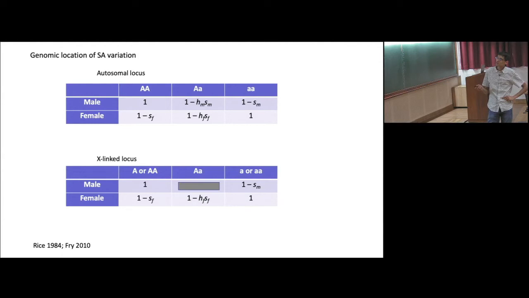So for an X-linked chromosome, we would have the same fitness model for females as we had here, but for males, we don't have heterozygotes, right? So we just have, males are either big A or little a, because they only carry one copy of the X.